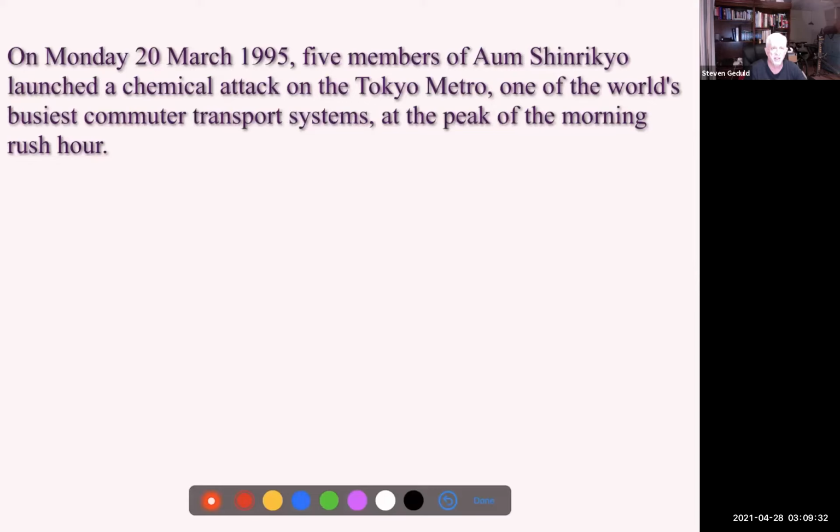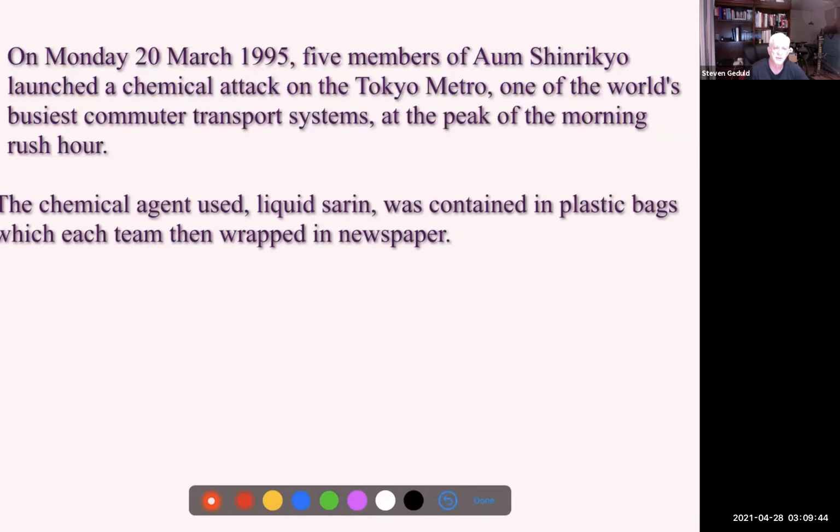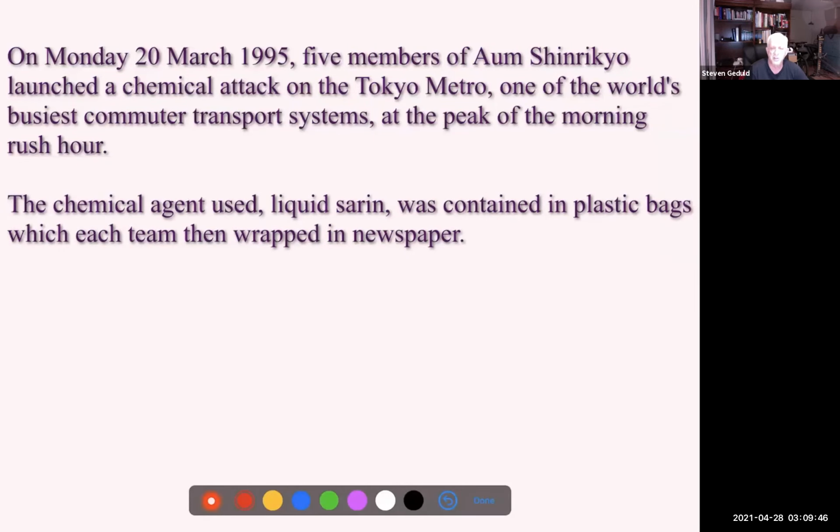Okay, on Monday, 20 March 1995, 5 members of Aum Shinrikyo launched a chemical attack on the Tokyo metro system, one of the world's busiest commuter transport systems, at the peak of the morning rush hour. Okay, the chemical agent used was liquid sarin gas, contained in plastic bags, which each team wrapped in a newspaper.